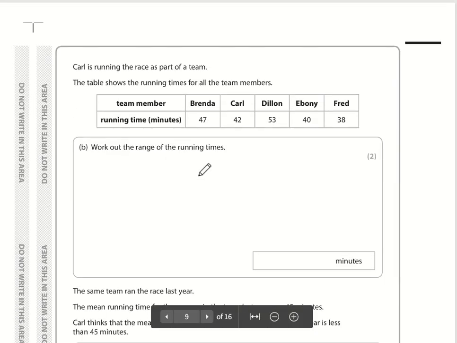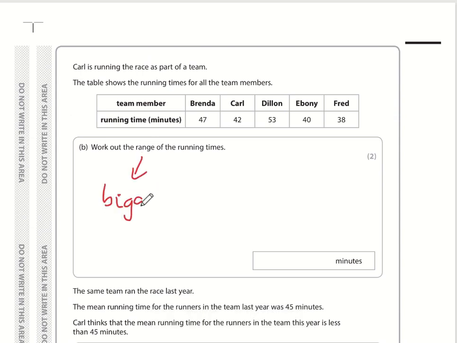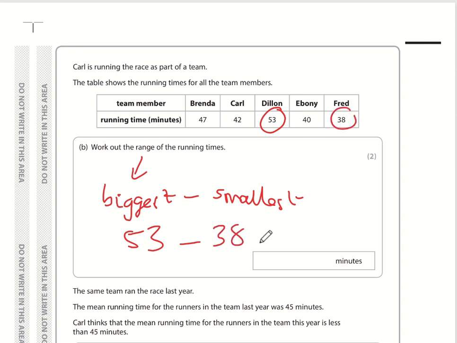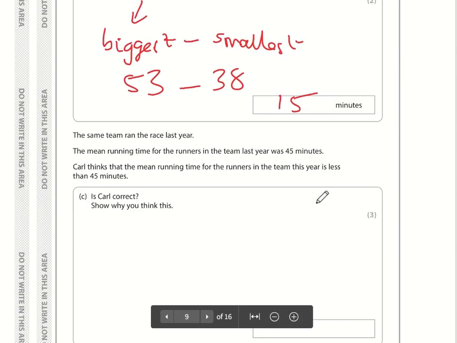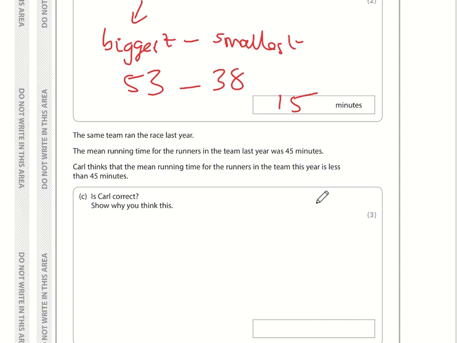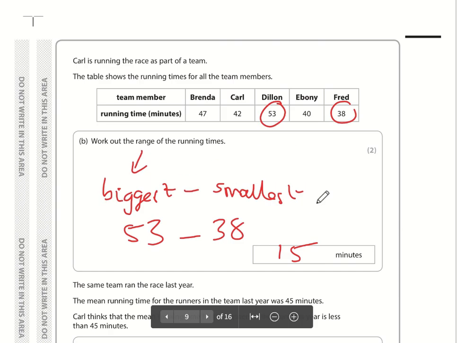Okay, so here we need to work out the range. So the range is the biggest, take away the smallest. So what is the biggest value here? It's Dylan with 53. The smallest is Fred with 38. 53, take away 38 is 15 minutes. Relatively straightforward, that one.